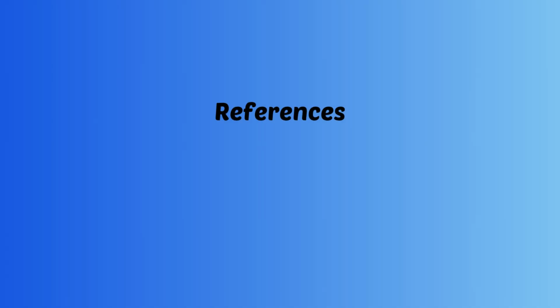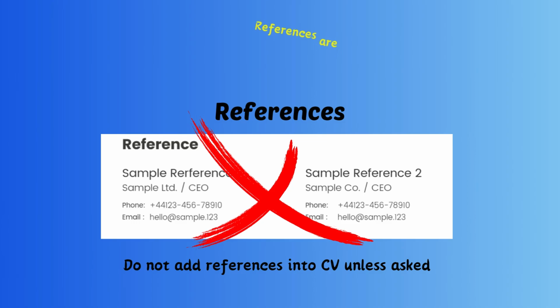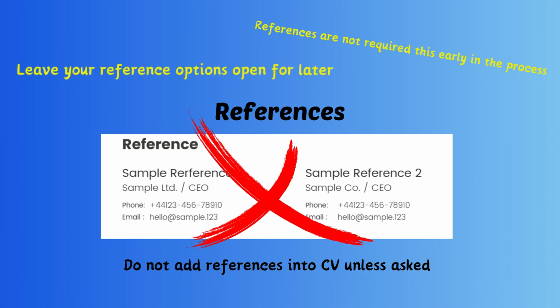Lastly, let's speak about references. So, a bit of advice, do not add references into your CV unless you have been asked to, because generally references are not required early on in the recruitment process. And because it gives you more options, you may wish to use a different referee later on. And because you want to keep your CV minimal. You don't want too much information at this stage. You want just enough to get the recruiter or the employer's attention.